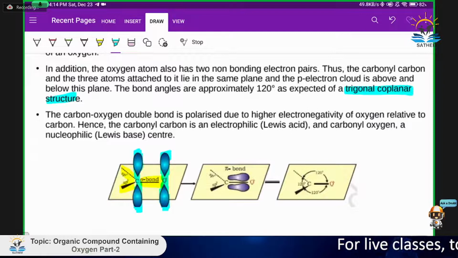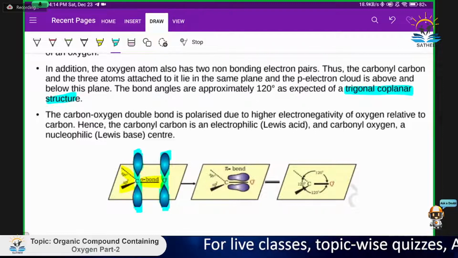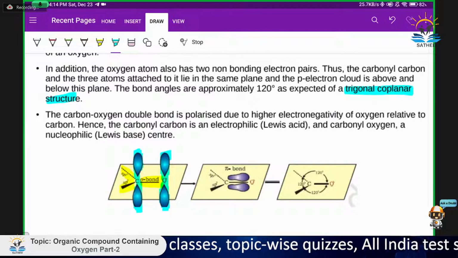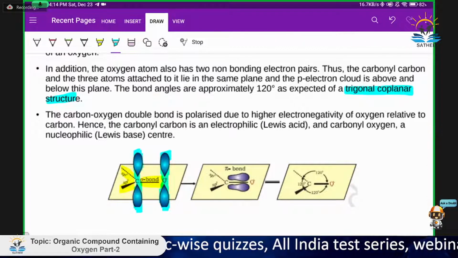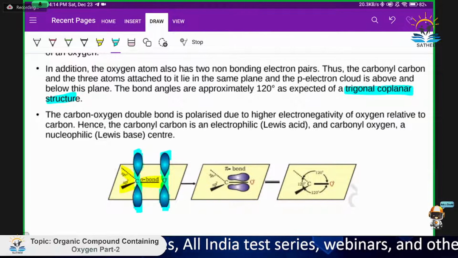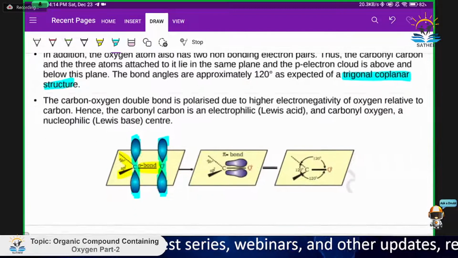The carbon-oxygen double bond is polarized due to the higher electronegativity of oxygen relative to carbon. So we know oxygen is more electronegative than carbon, so the bond is more polarized towards oxygen. Hence the carbonyl carbon is an electrophile or Lewis acid, and the carbonyl oxygen is a nucleophilic or Lewis base center.